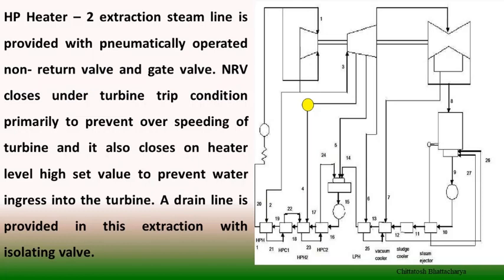HP heater 2 extraction steam line is provided with pneumatically operated NRV and gate valve. NRV closes under turbine trip condition primarily to prevent overspeeding of turbine, and it also closes on heater level going high, to prevent ingress of water in the turbine in case heater level goes high. A drain line is also there for extraction with a motorized isolating valve, so that we can maintain the heater level according to the requirement.